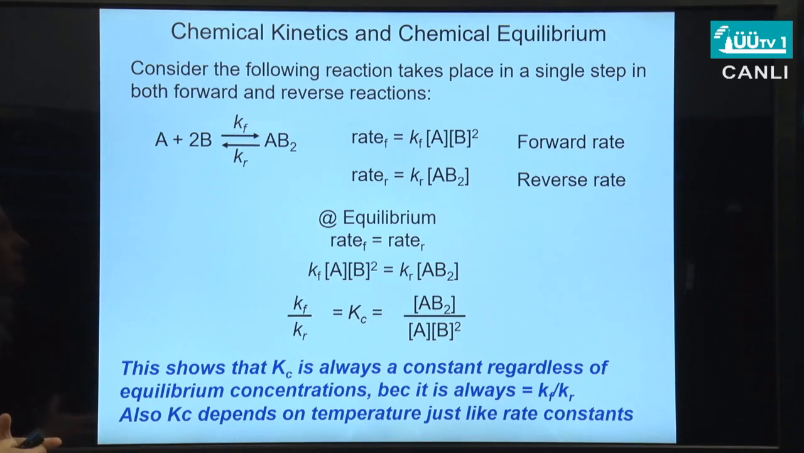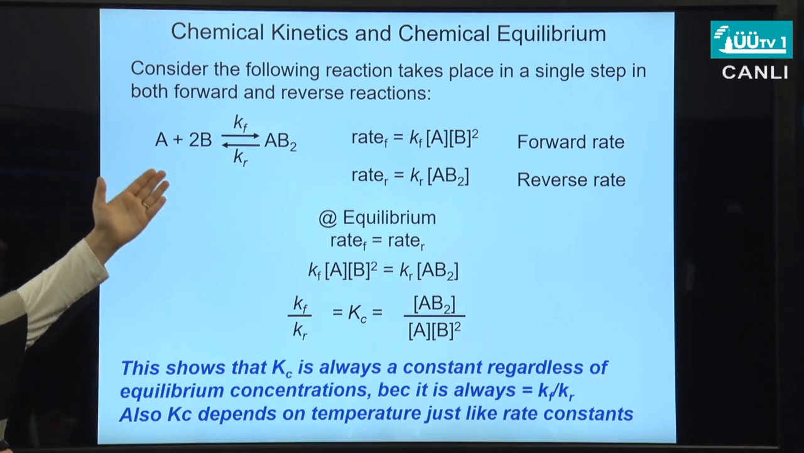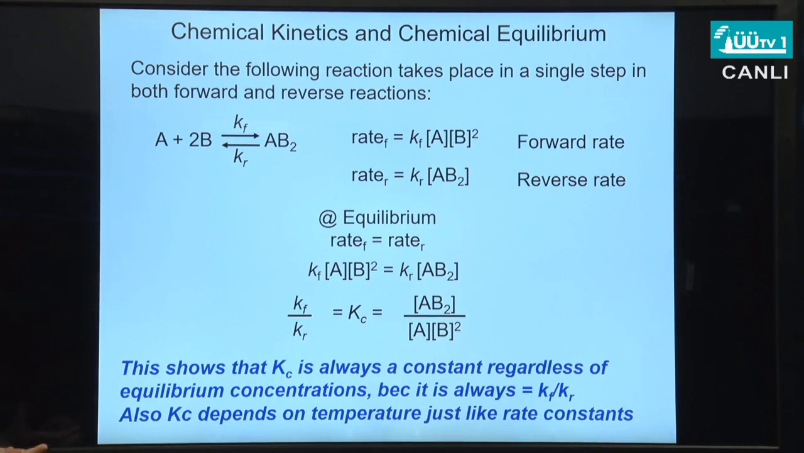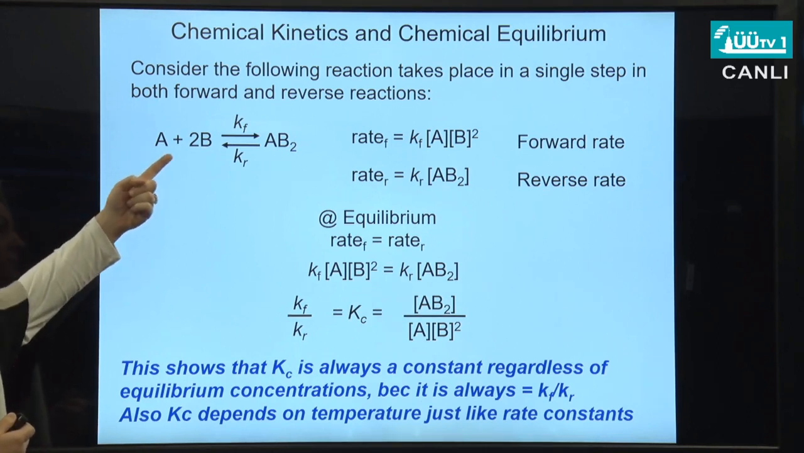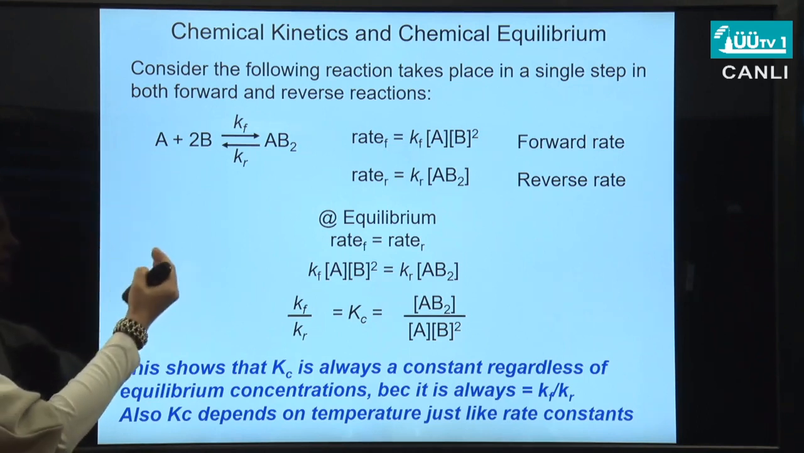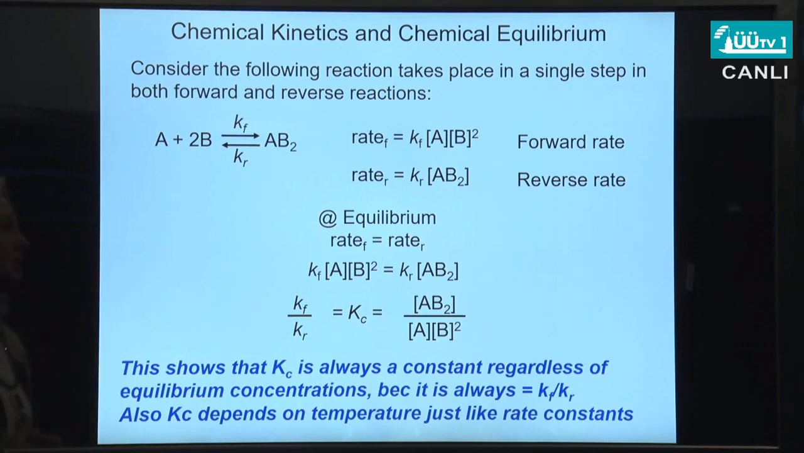Now let's investigate the relation between chemical kinetics and chemical equilibrium. You can consider this reaction as an example which proceeds in a single step in both the forward and reverse directions. A plus 2 molecules of B are converted to the AB2 compound. So Kf here is the forward rate constant, and Kr is the reverse rate constant.